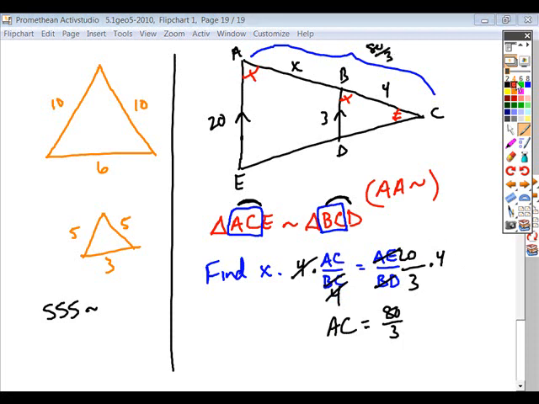And so what would we have to do to this in order to solve for x? Subtract 4, and 4 is how many thirds? 12. And so 80 thirds minus 12 thirds leaves your answer of 68 thirds. Okay, so you're able to solve for your unknown by finding the whole length, removing the portion that you already know, and you're left with what you're trying to solve for. Okay, but this was an example of a similarity.